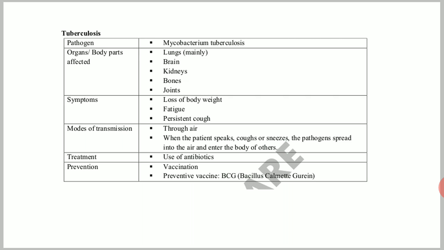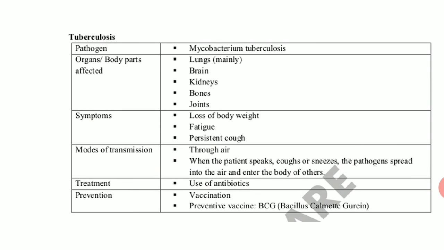Here the mode of transmission. The transmission is through air only. When the patient speaks, coughs or sneezes, the pathogen spreads into air and it reaches the others. When the tuberculosis patient coughs or sneezes, it will come out to the air, and from air it will move from one person to another. This is the mode of transmission. Pathogen, I told you, Mycobacterium tuberculosis.